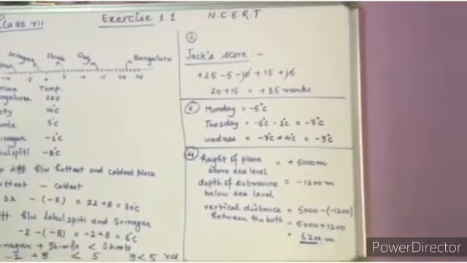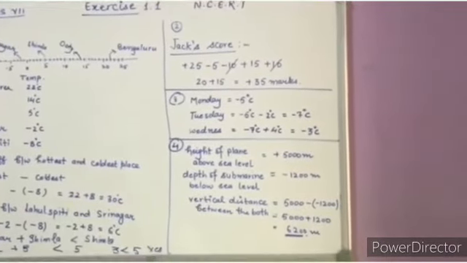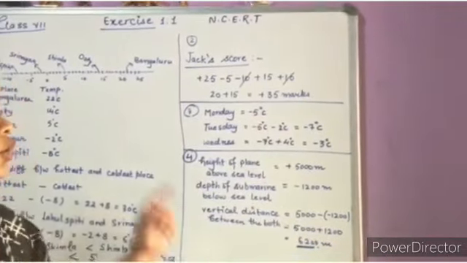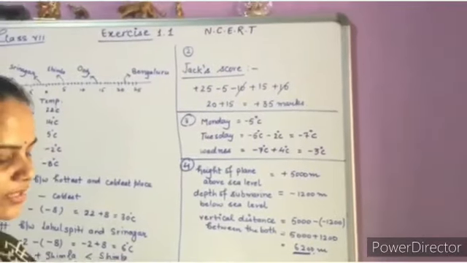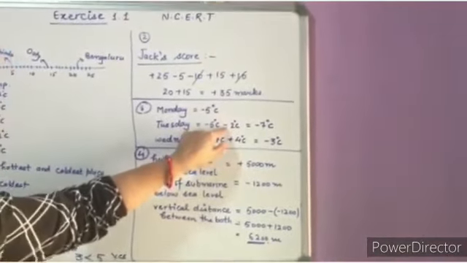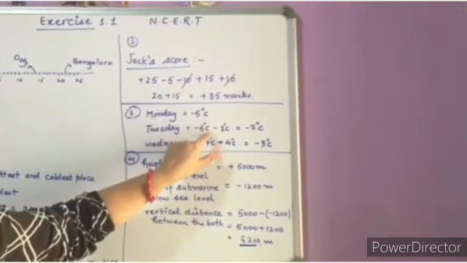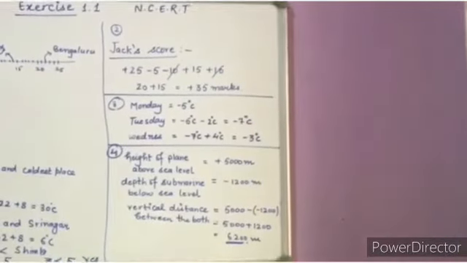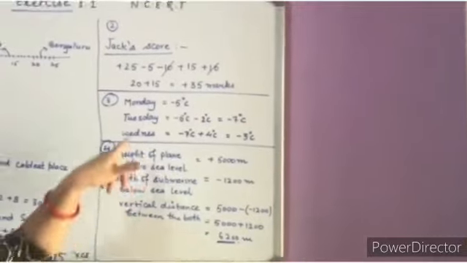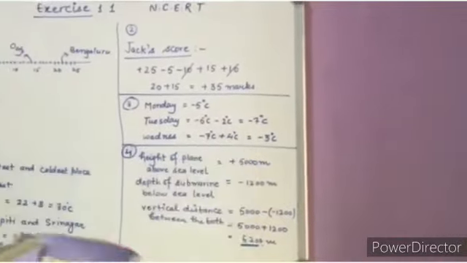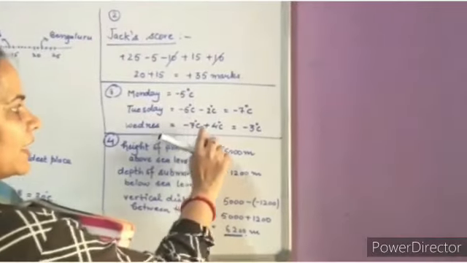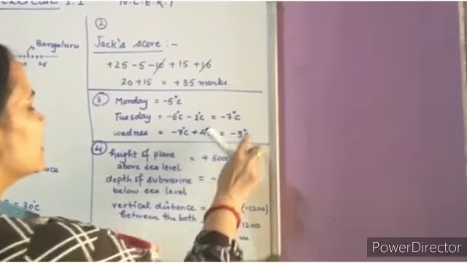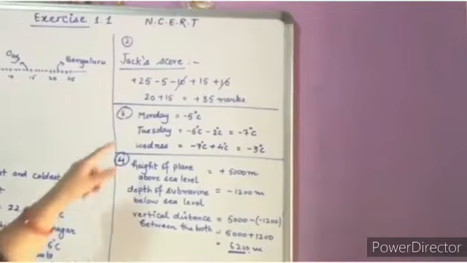Question number 3. At Srinagar the temperature was minus 5 degrees on Monday. What is the temperature of Srinagar on Monday? It is minus 5 degrees Celsius. On Tuesday it dropped by 2 degrees Celsius. If it dropped, I take the minus sign. Minus 5 degrees Celsius minus how much it dropped, by 2 degrees Celsius. So what is the temperature of Srinagar on Tuesday? It is minus 7 degrees Celsius. Next, on Wednesday, the temperature rose by 4 degrees Celsius. So Wednesday morning it was minus 7 degrees. It rose by 4 degrees Celsius. Minus 7 plus 4 will give you minus 3 degrees Celsius. This is the final temperature on Wednesday. This was question number 3.